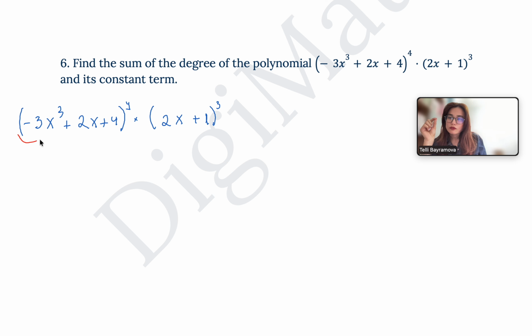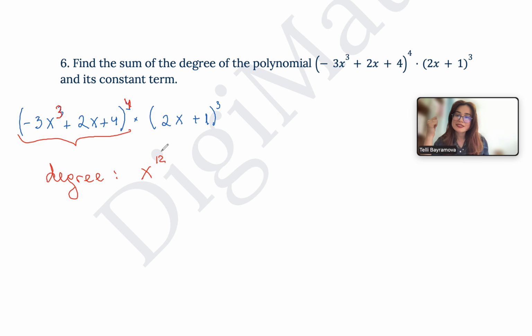I have to look one by one. The degree of the polynomial is the highest one. If you multiply 3 by 4, this degree will be the highest, something with x to the power of 12. This 12 is the highest degree. What about here? As you know, it is 1 times 3, which is 3. So it multiplies by x to the power of 3. It's going to be x to the power of 15. I don't care about the coefficients. There are coefficients as well, but I didn't use them. So this is 15.